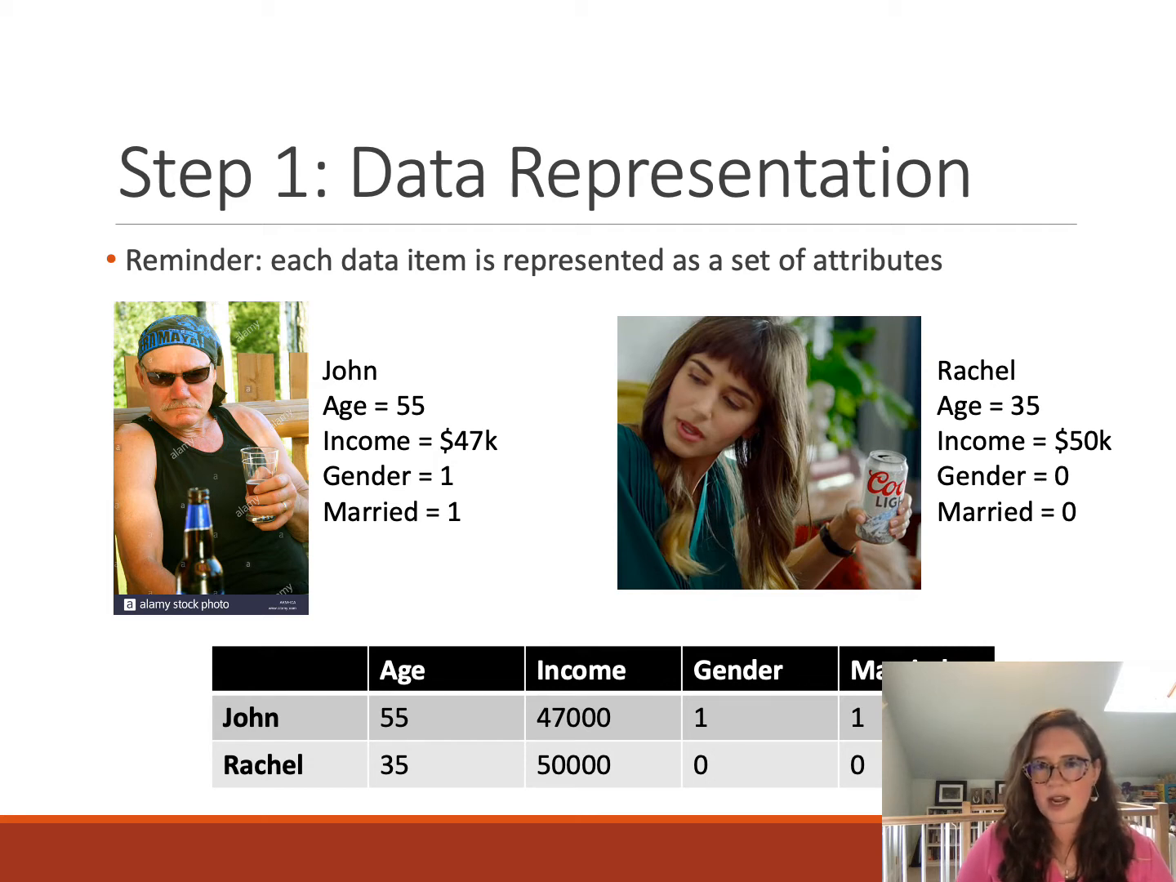And then on the right-hand side, we have Rachel, and we have, again, her age, income, gender, and marital status, and she's a light beer drinker. So we turn these people into sets of attributes, and the sets of attributes into feature vectors. Now it's a set of numbers that can be read by any standard predictive algorithm.